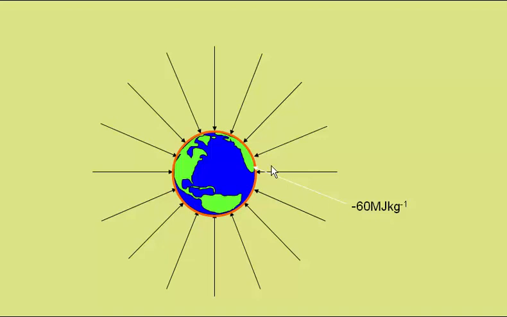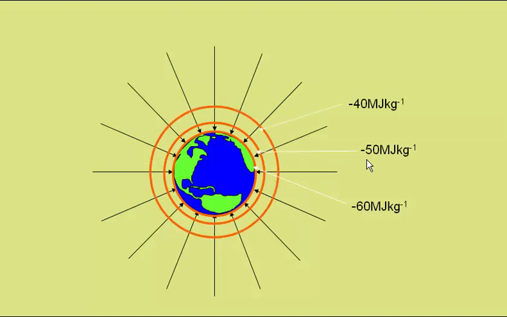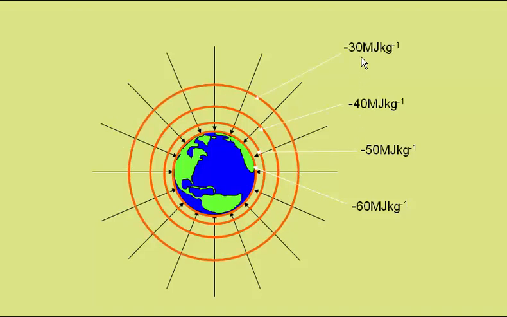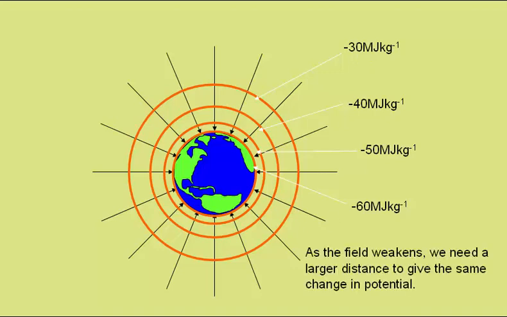Further out, we would have an equipotential surface with a value of minus 50 megajoules per kilogram. Further out still, minus 40 megajoules per kilogram, minus 30 megajoules per kilogram, and so on. You notice that as the field weakens, we need a larger distance to give the same change in potential.